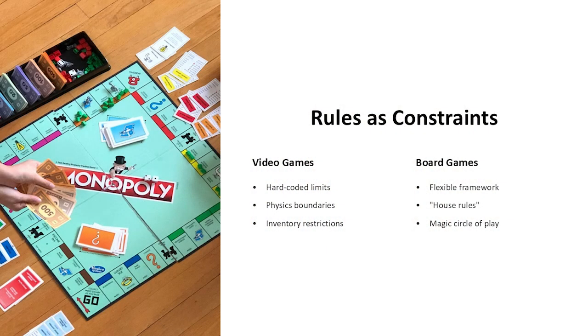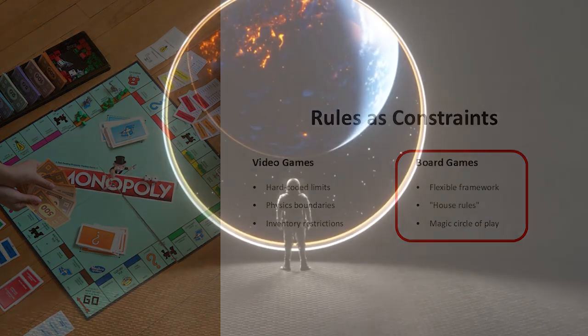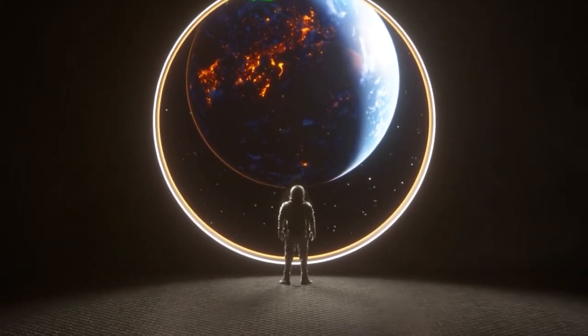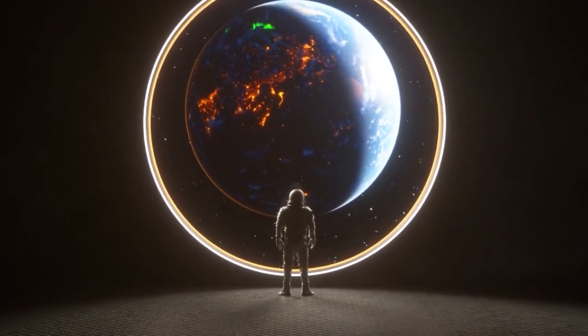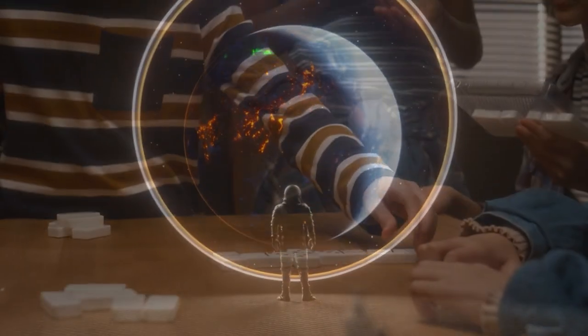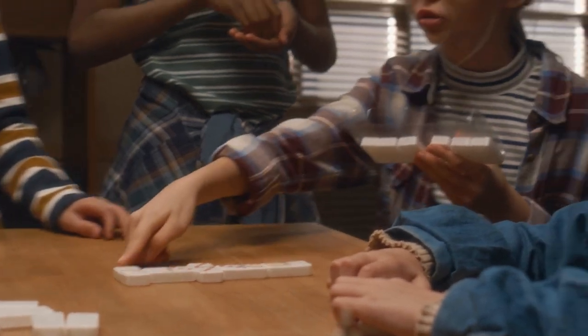Next, we've got constraints in the rules themselves. In video games, rules are hard-coded. The software literally stops a player from walking through walls or carrying 200 swords. In board games, it's a little different. You've probably heard of house rules, people tweaking the rules at home. But even then, players tend to stick to your framework because they want to stay inside the magic circle of the game world. And that's the beautiful thing about rules as constraints. They create expectations. They shape the experience. They tell players, this is the universe you're entering, and here's what's possible inside it.